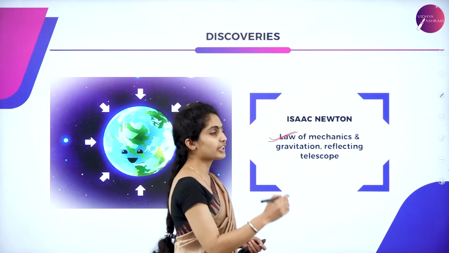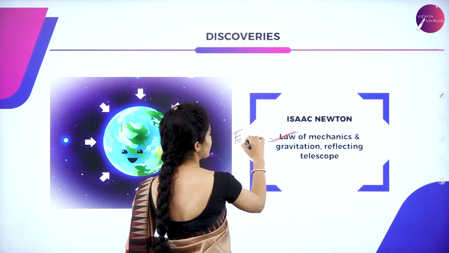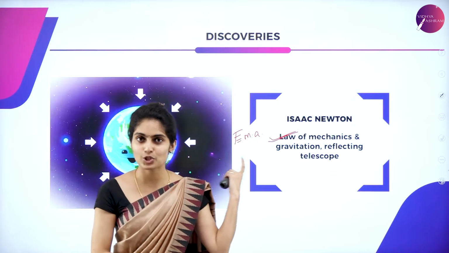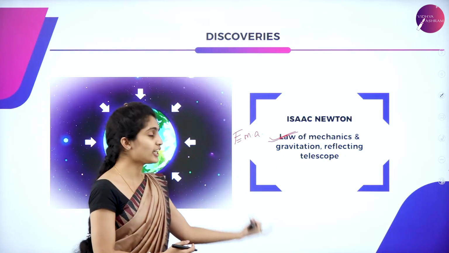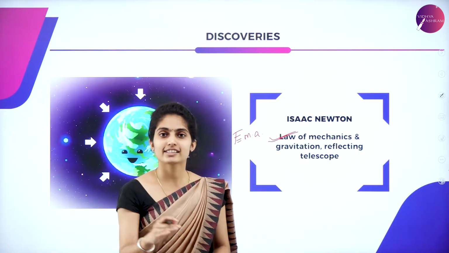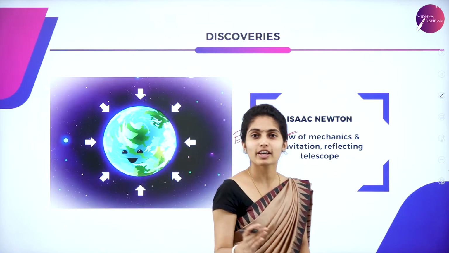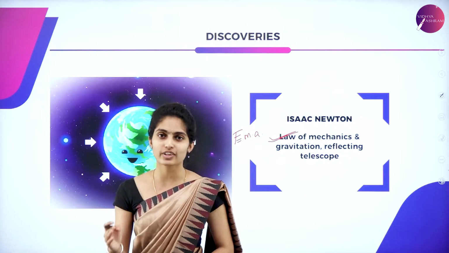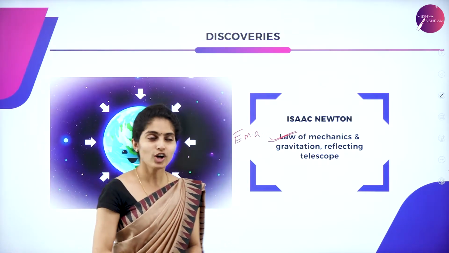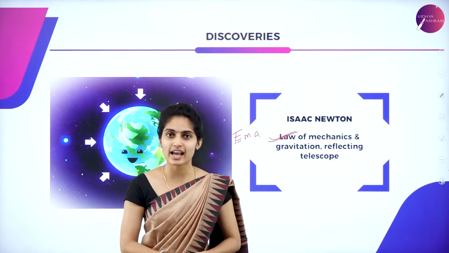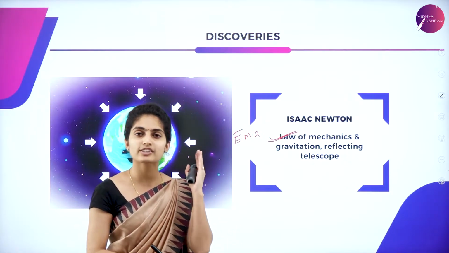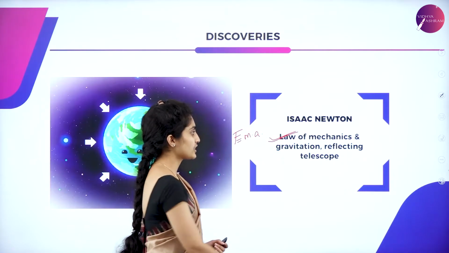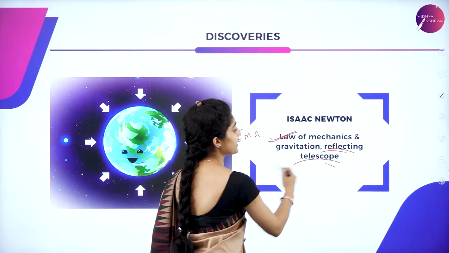The second law of motion gives you force is equal to mass into acceleration. F is equal to ma, which you have studied. That is all about the second law. And the third law is a favorite for each and everyone. That is, for every action there is an equal and opposite reaction, which is your favorite law. So all three laws were given by Isaac Newton, as well as he gave the concept of gravitational force. So that is gravitation, and he also introduced the reflecting telescope.